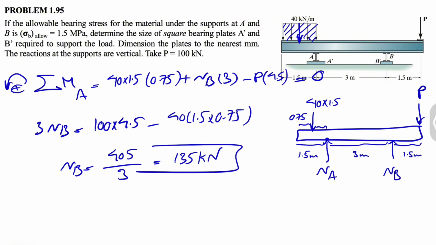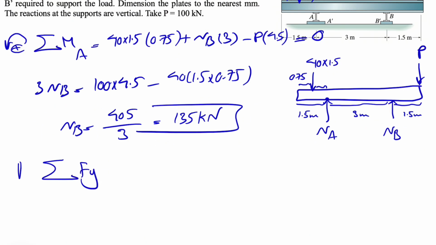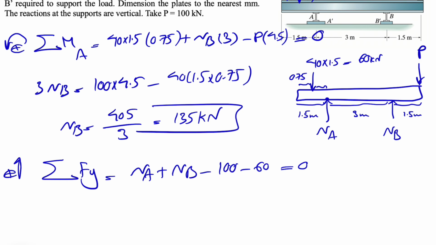So that's the force in NB. If we do the sum of all forces in the y direction equal to 0, we can find NA too. So we have NA plus NB minus P, which is 100, minus 40 times 1.5, which is 60 kilonewton, equal to 0. So basically our NA would be minus 135 plus 160, which is going to be 25 kilonewton.